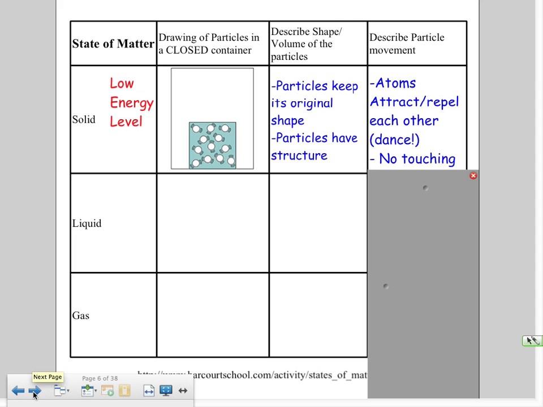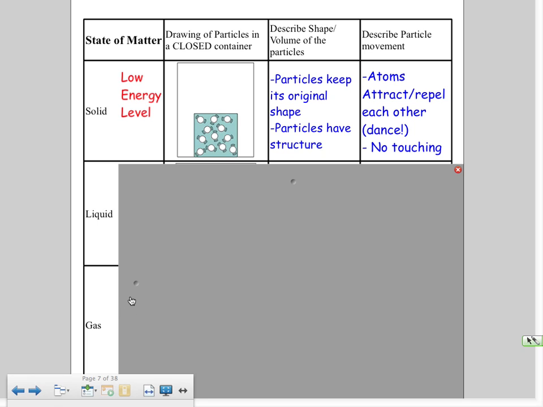Let's move on to liquids. Now in order to get from a solid to a liquid, you have to add heat. And when you add heat, it raises the energy level. So the energy level of this is going to be medium energy. It's starting to increase its level of energy.